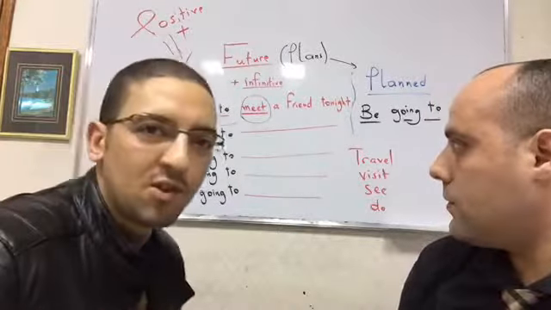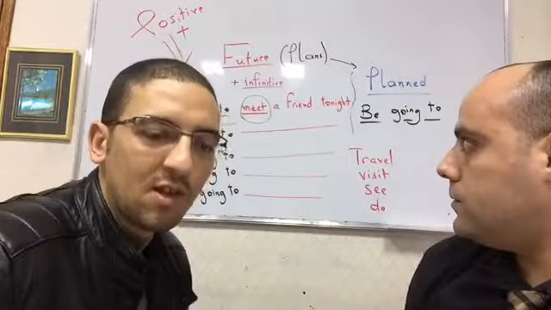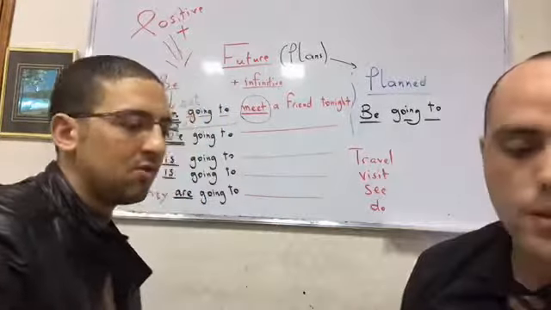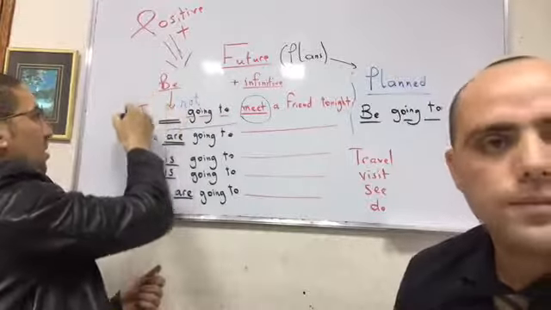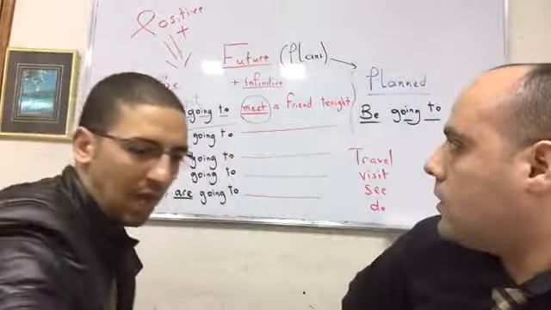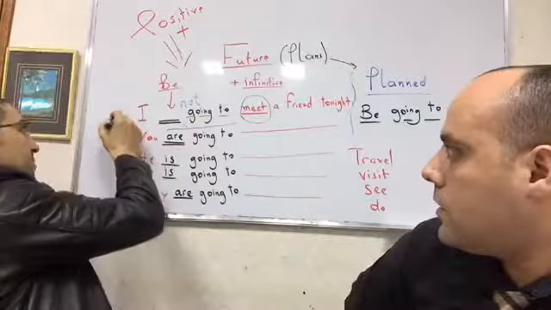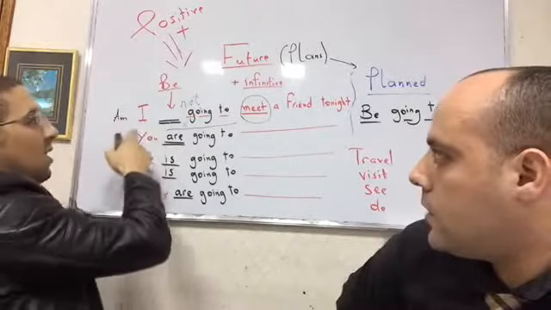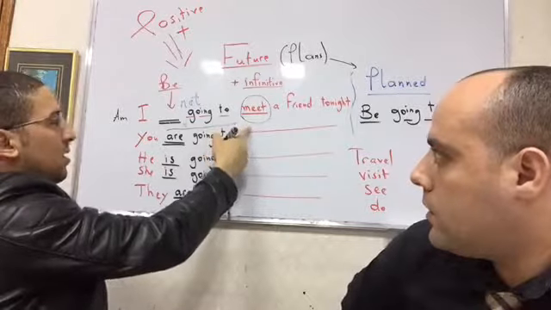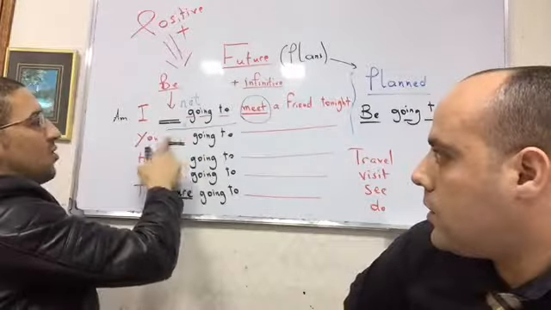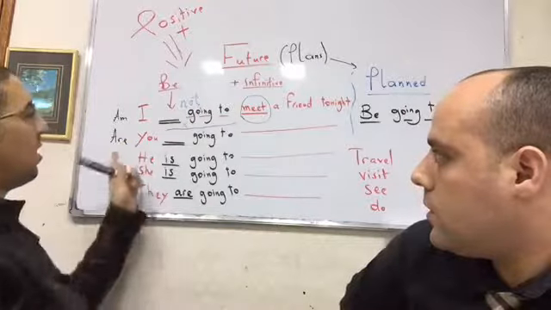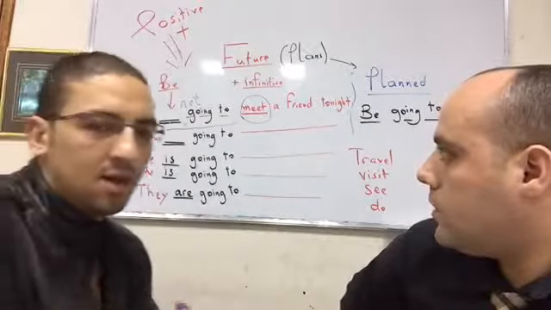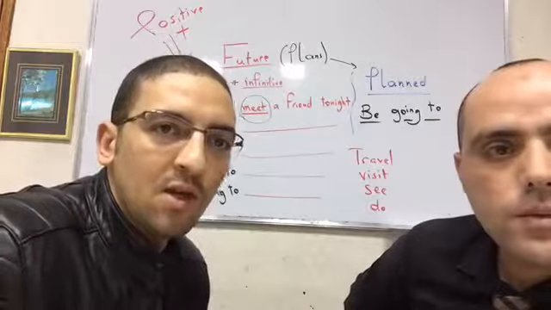Now we'll move to the yes/no questions. We just reverse. The verb to be comes at the beginning. So basically, am I going to meet a friend tonight? I'm asking Mr. Majid, for example, are you going to meet a friend tonight?